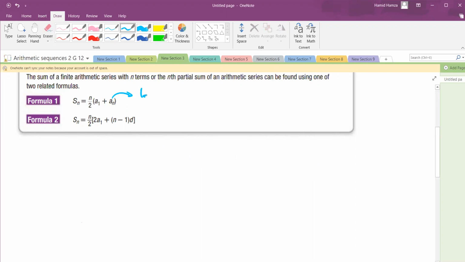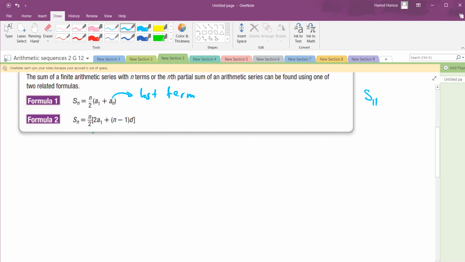Okay, n over 2 times parentheses a1 plus an, where an refers to the last term. And Sn means partial sum. n is the number of terms we want to add. That means if I write S11, we want to add 11 terms. So n refers to the number of terms.